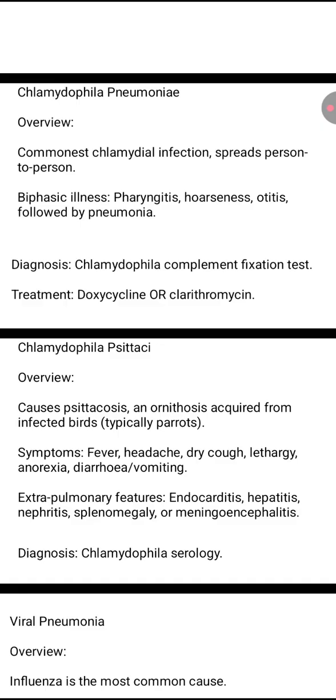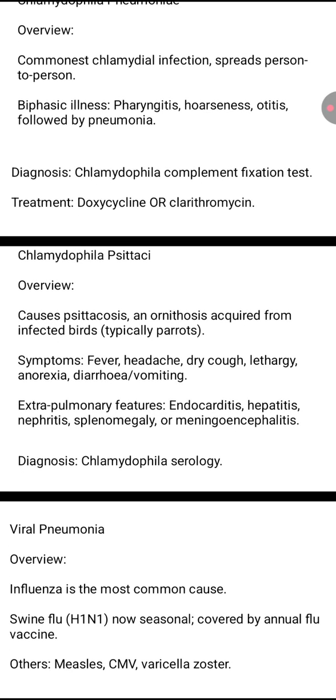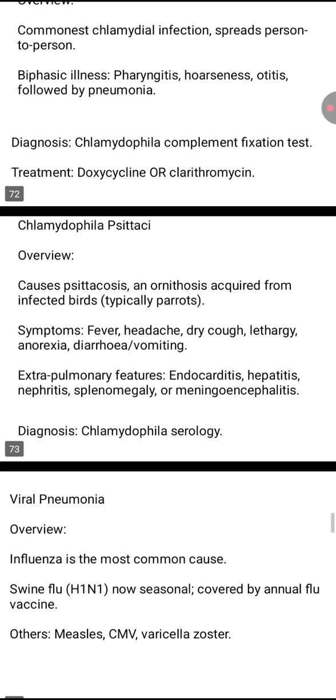Chlamydophila psittaci. Overview: causes psittacosis and ornithosis, acquired from infected birds, typically parrots. Symptoms are fever, headache, dry cough, lethargy, anorexia, diarrhea, or vomiting. Extrapulmonary features are endocarditis, hepatitis, nephritis, splenomegaly, or meningoencephalitis. Diagnosis is chlamydophila serology.